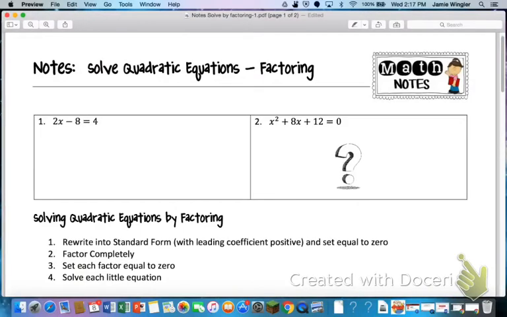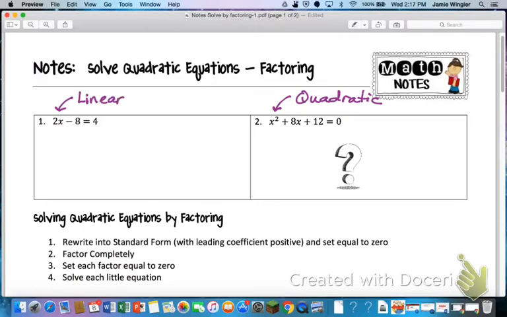Today we're going to solve quadratic equations by factoring. A quadratic equation is something that has an x squared in it. So this is a quadratic. We haven't solved these types of equations yet. We have solved equations like number 1, and these are linear equations because the x is not squared.